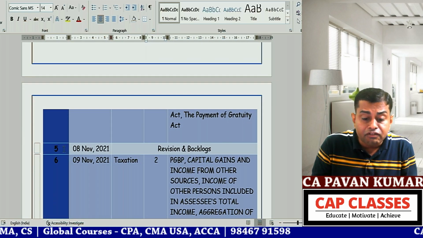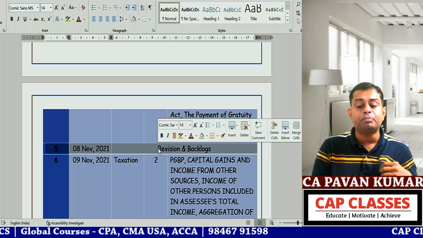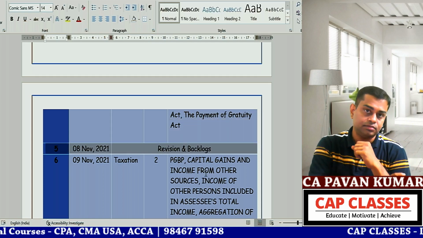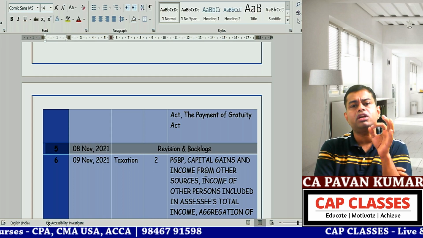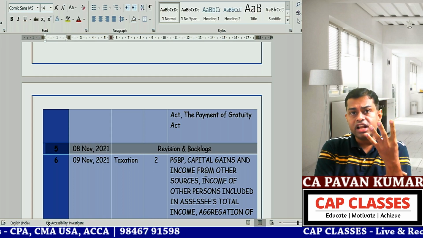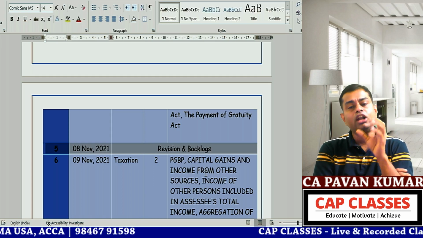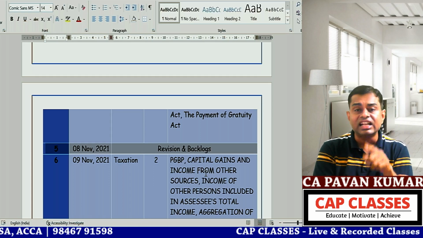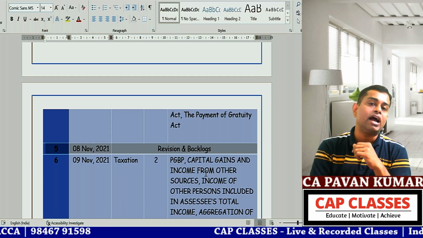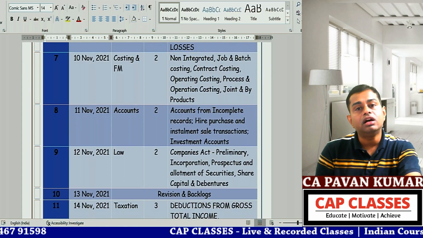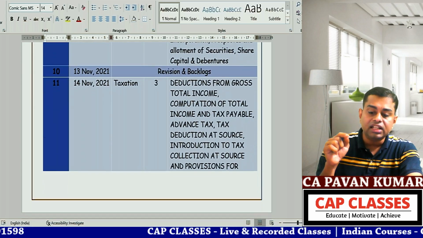You will take 1 day off from this plan to cover backlogs and to revise the topics. And this is the most important day, because if you couldn't complete any subject or any topic in the first 4 days, take this reserve day for completing backlogs. Similarly, after part 2, again I have given one revision and backlog day. After part 3, again I have given.